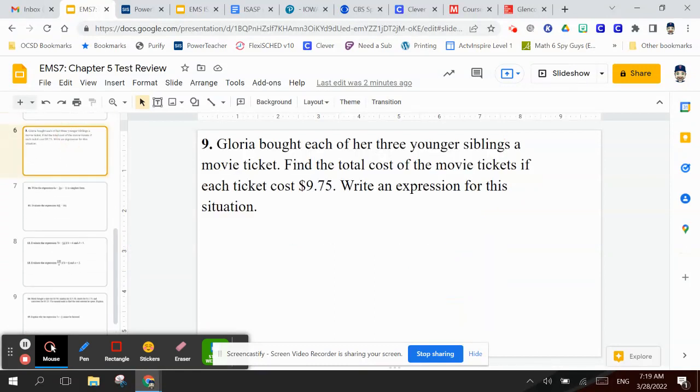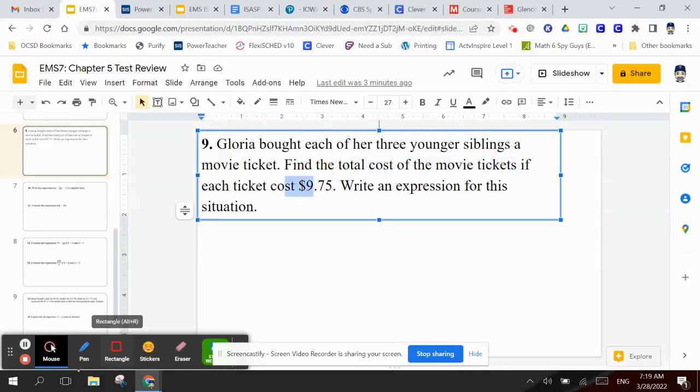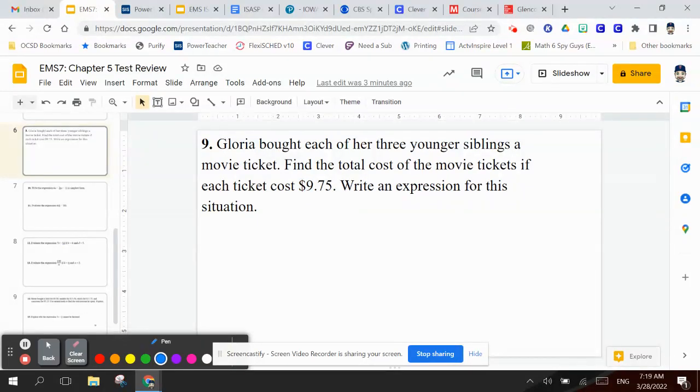Number 9 says that Gloria bought each of her 3 younger siblings a movie ticket. Find the total cost of the movie tickets if each ticket costs $9.75. Write an expression for this situation. So first we have to find the total cost, and then we have to write an expression.